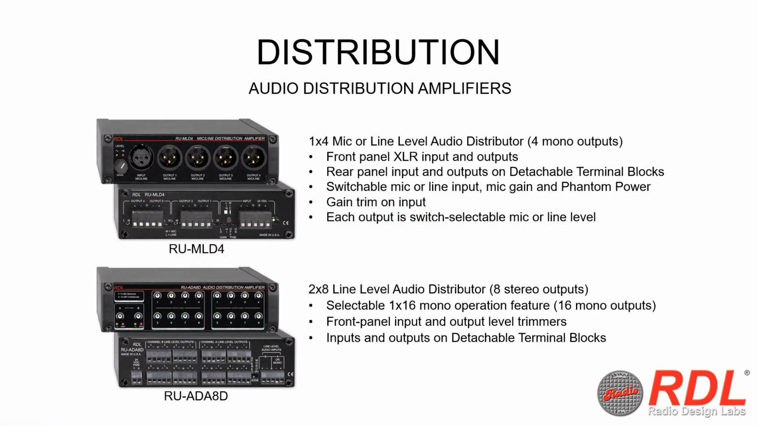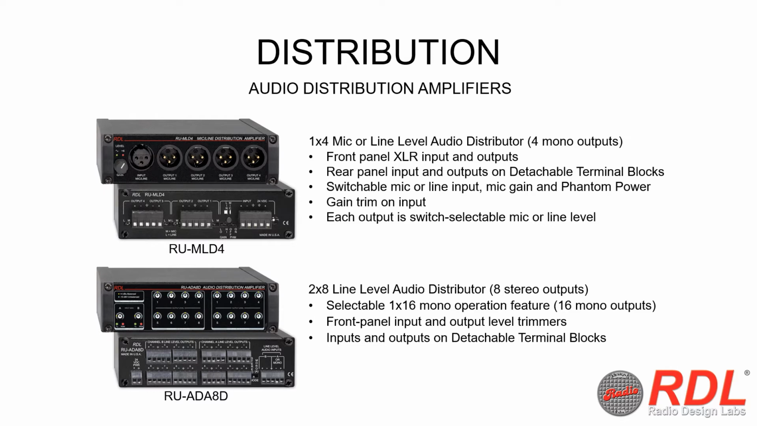Here are some distributor examples from our Rack-Up series. The RU-MLD4 is a 1x4 mic or line level audio distributor with 4 mono outputs. The front panel has XLR inputs and outputs, and on the rear panel there are additional inputs and outputs on detachable terminal blocks. This unit has several switchable features including mic/line input, mic gain, and phantom power, and there's a gain trim on the input. Each output is switch selectable to either mic or line level.